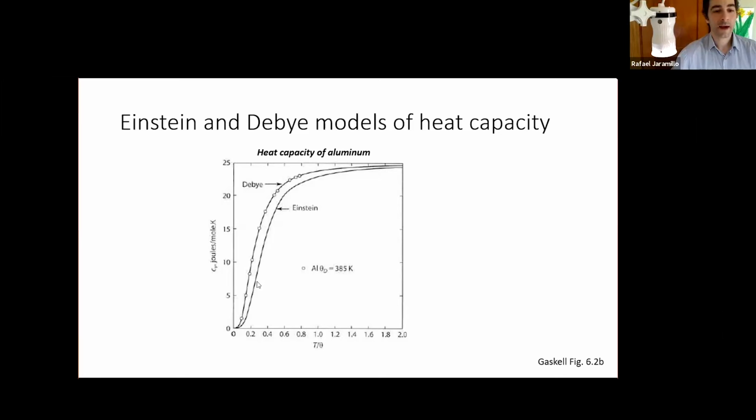And you see that the Einstein model and the Debye model both show heat capacity going to zero at zero temperature. That's kind of interesting. And they both also show the heat capacity saturating, right? Heat capacity comes up and it saturates at high temperature. But the Debye model is a little more accurate, right? It captures that temperature dependence better than the Einstein model. So we'll come back to that.